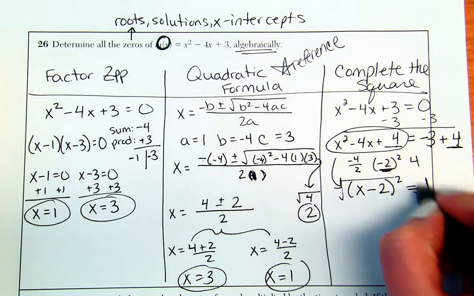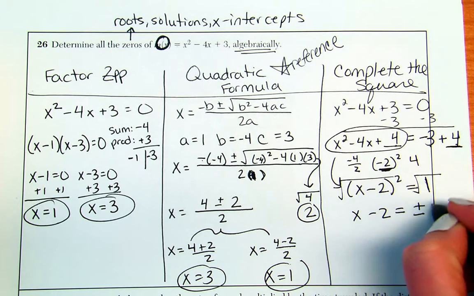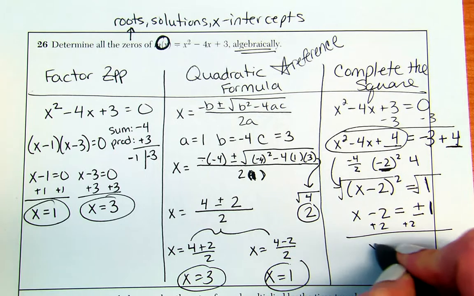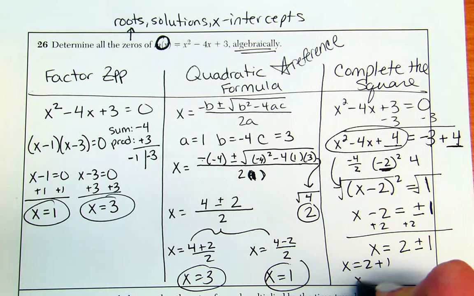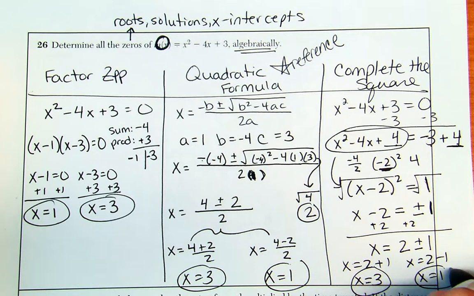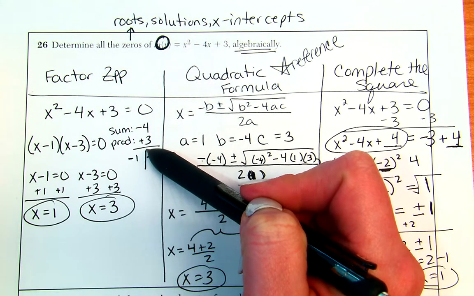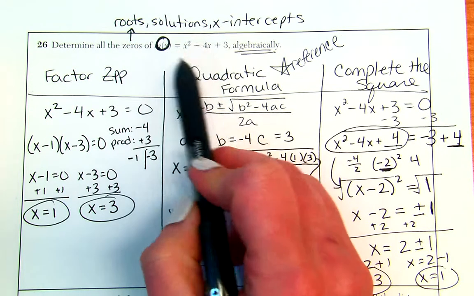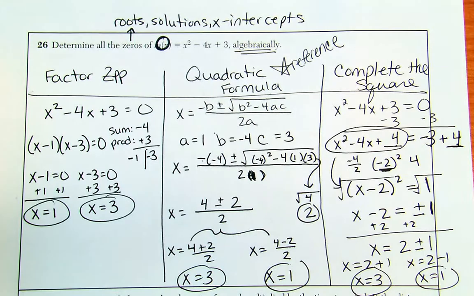Take the square root of both sides. X minus 2 equals plus or minus the square root of 1, which is 1. Then I will add 2 to both sides, and I'll be left with x equals 2 plus or minus 1. So x equals 2 plus 1, which is 3, and x equals 2 minus 1, that's 1. So again, your choice, the easiest one was probably factoring and then the zero product property. The second easiest might be the quadratic formula, because anytime you have a quadratic equation, you are able to use the quadratic formula to determine the zeros.